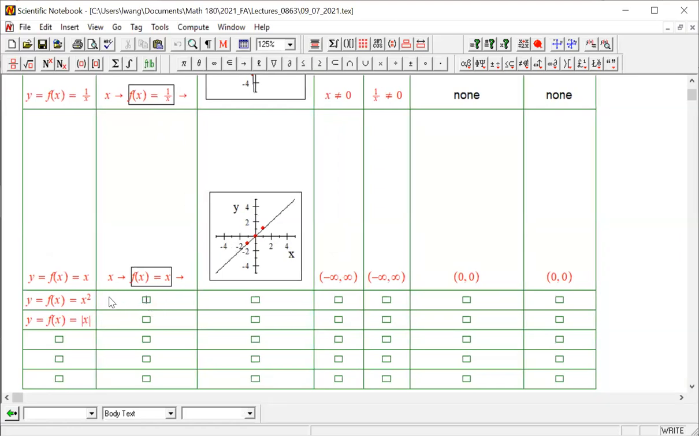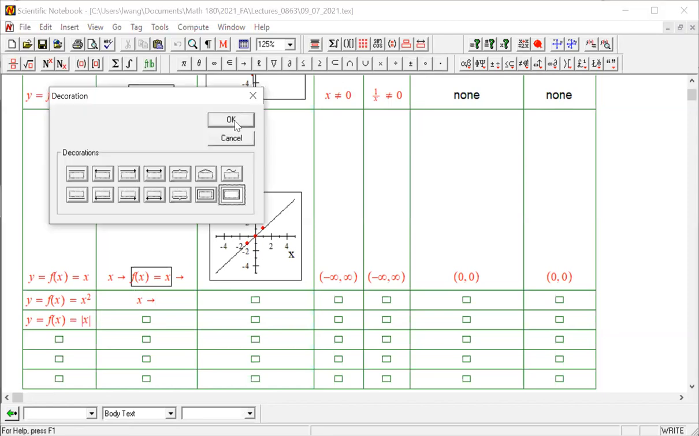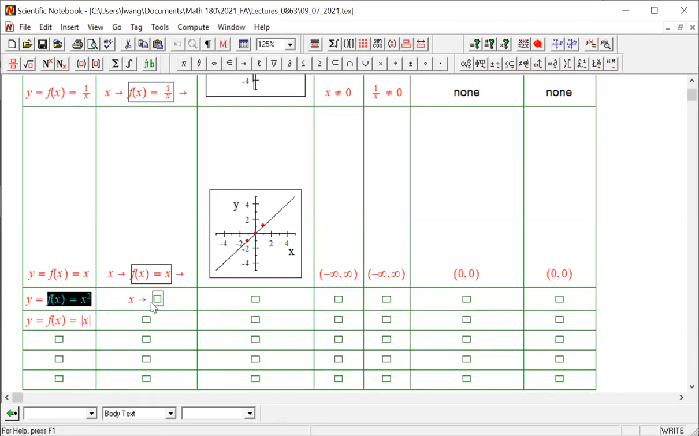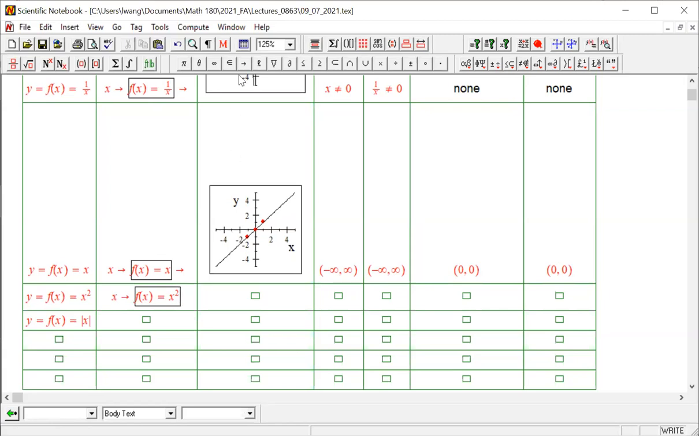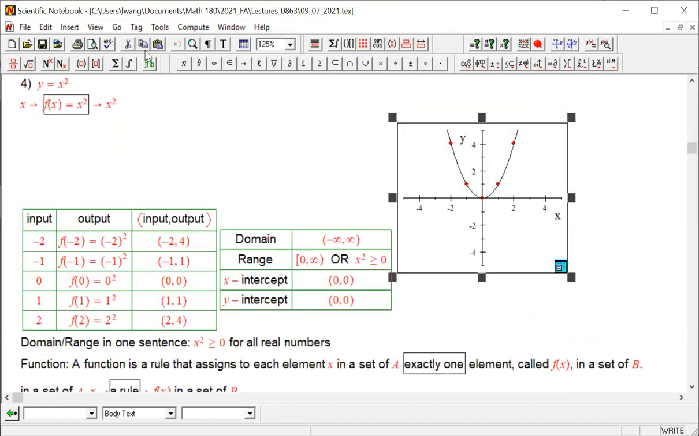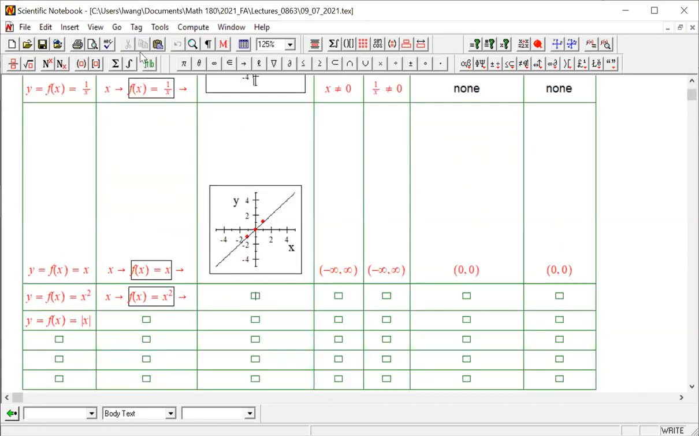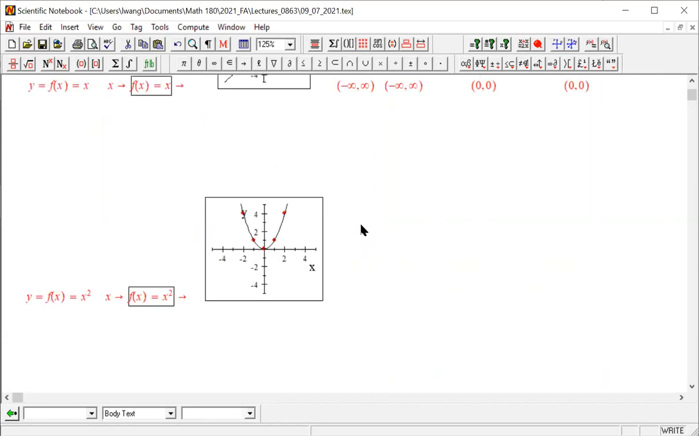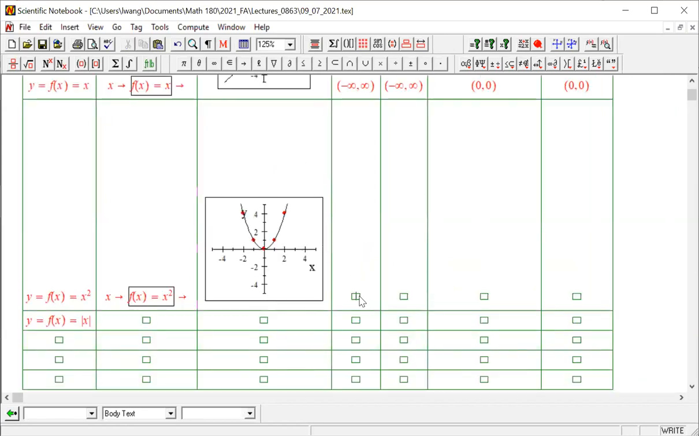Okay. So these are the rules. You can see all these are different rules, right? And this rule with x squared is saying, given me the input, the output is going to be, I take the input and multiply the input by itself and produce this output. And the graph, okay, so here's the graph. So for domain and range, we talk about the domain being from negative infinity to positive infinity. And the range, what is the range?